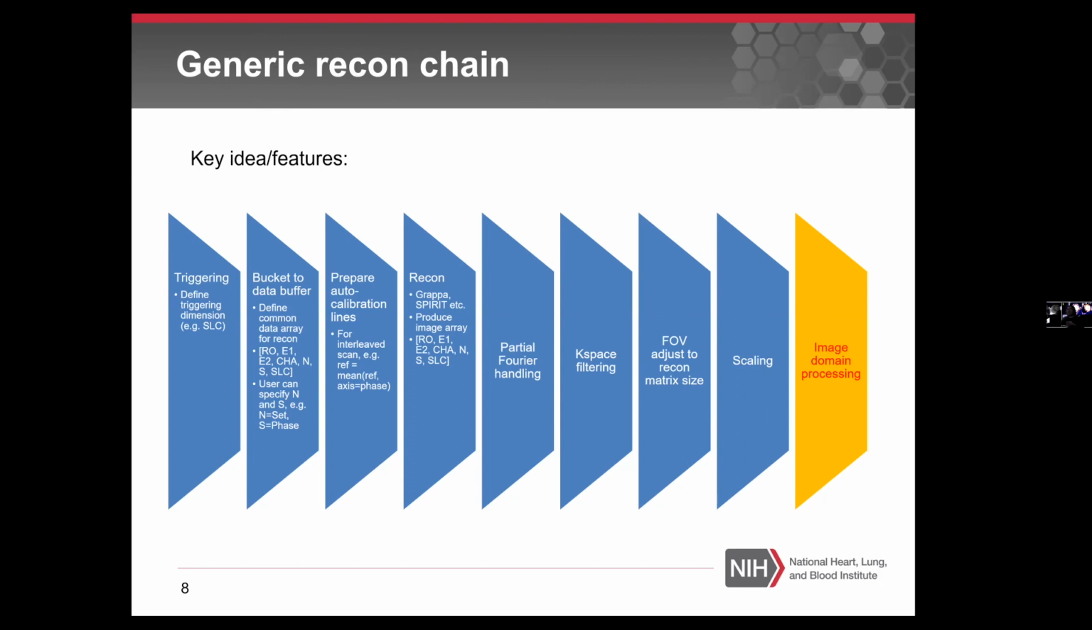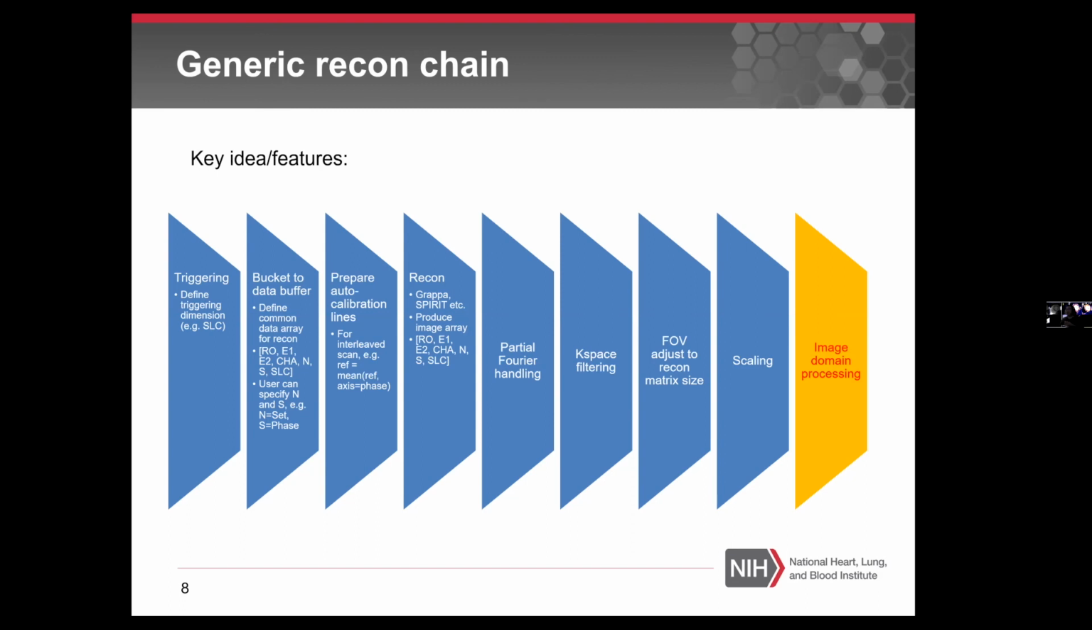Then the reconstructed complex image goes through a few other gadgets, like partial Fourier handling, K-space filter, and field of view adjust. Field of view adjust means it's possible, and actually very common, that the acquired K-space size is different from the reconstruction size. Maybe the protocol requires we do 2 times interpolation. Then this gadget will perform all these tasks.